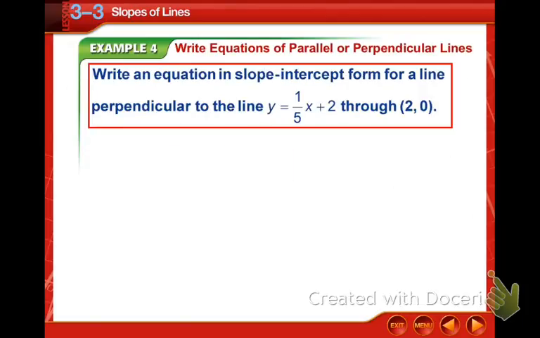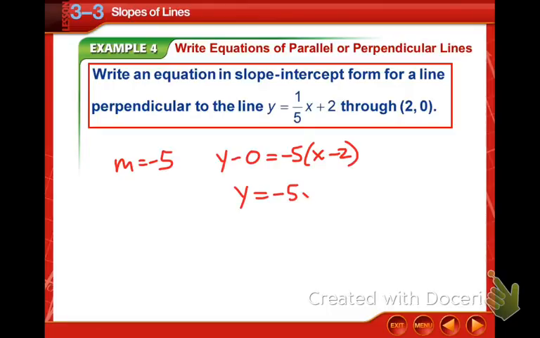Okay, so here we want to find the equation for a line perpendicular to this line given to us, and it goes through 2, 0. So for one, if it's perpendicular, we need to take the slope we have, 1/5, flip it, so it's 5, and make it negative. So our new slope, m, is negative 5, and we have our point 2, 0. So y minus 0 is equal to negative 5 times x minus 2. So y minus 0 is just y. We distribute the negative 5 as negative 5x plus 10. And that's it.